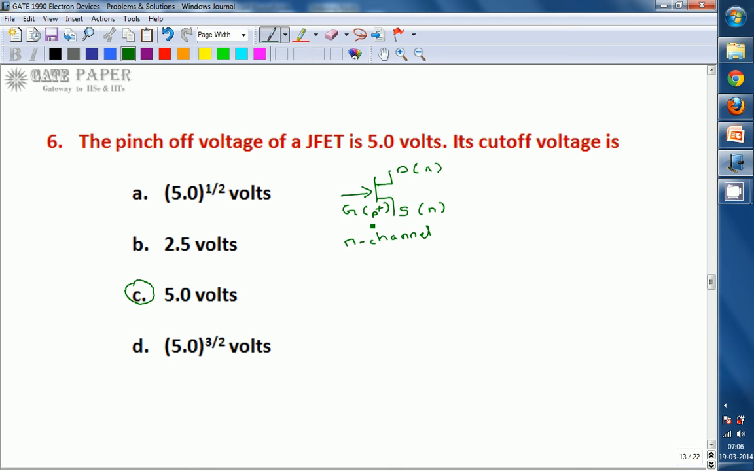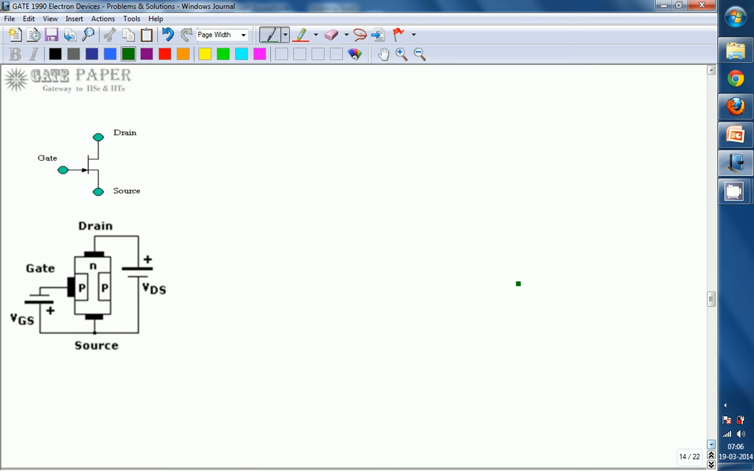Okay, and the construction of N channel looks like this. This is a construction of JFET, and for the biasing of the JFET, the gate source junction is always under reverse bias, and drain source is applied such that drain is more positive than source. Then only the current flows from drain to source in case of N channel, and in case of P channel, current flows from source to drain.